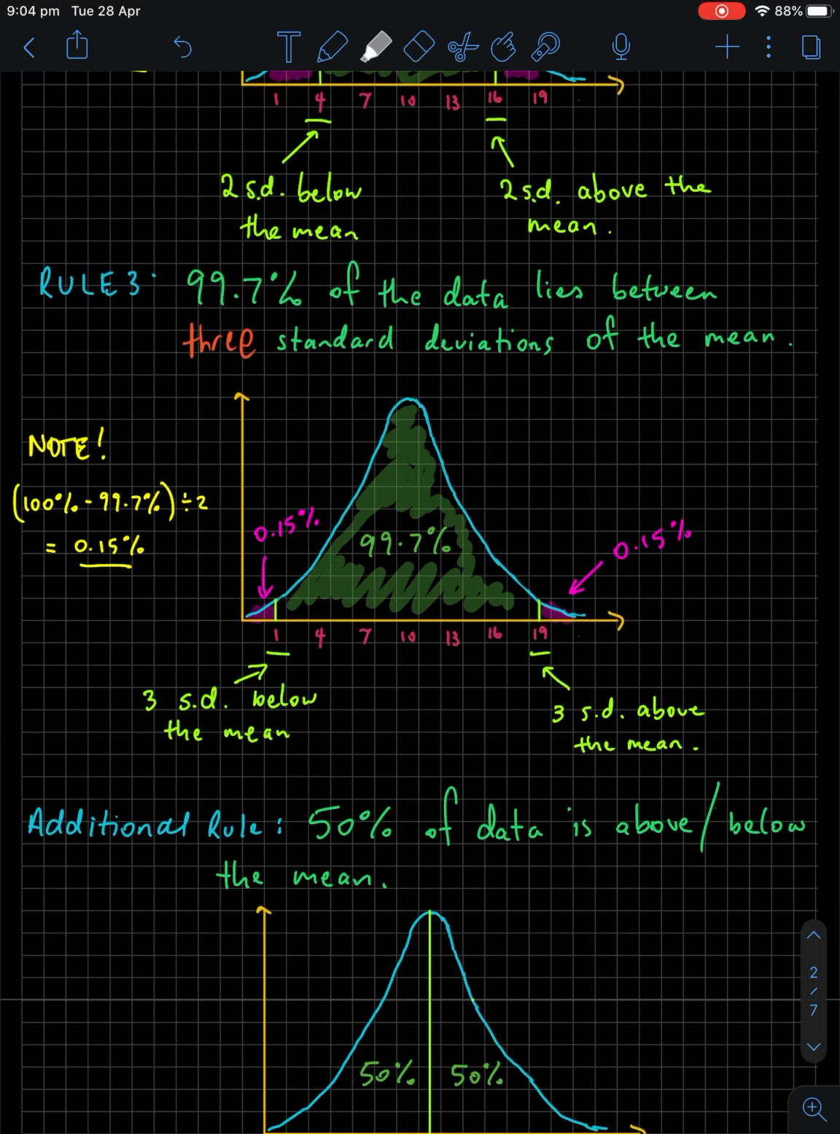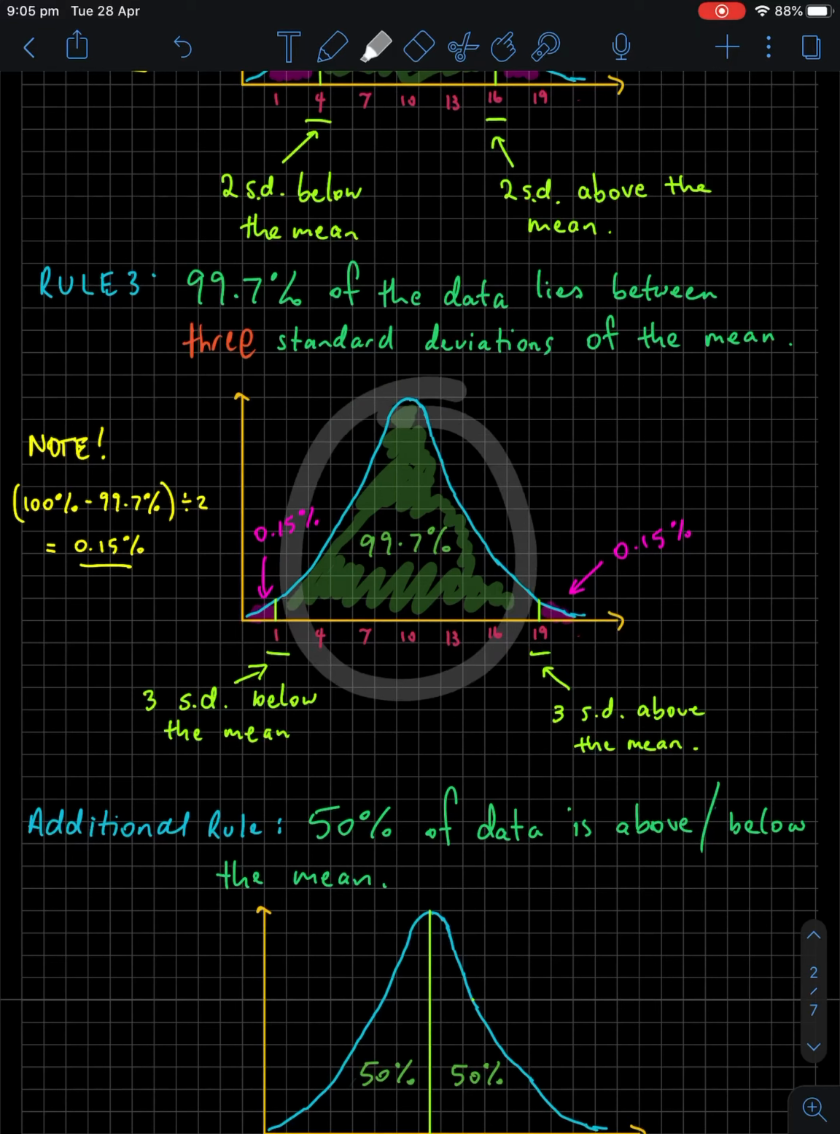And then lastly, we've got the Rule 3, which is the 99.7 rule. That is the percentage that lies between 3 standard deviations of the mean. So I'm going 1, 2, 3. I'm going up by 3 and then down by 3 lots. And in between these numbers here, you've got 99.7% of data in between.